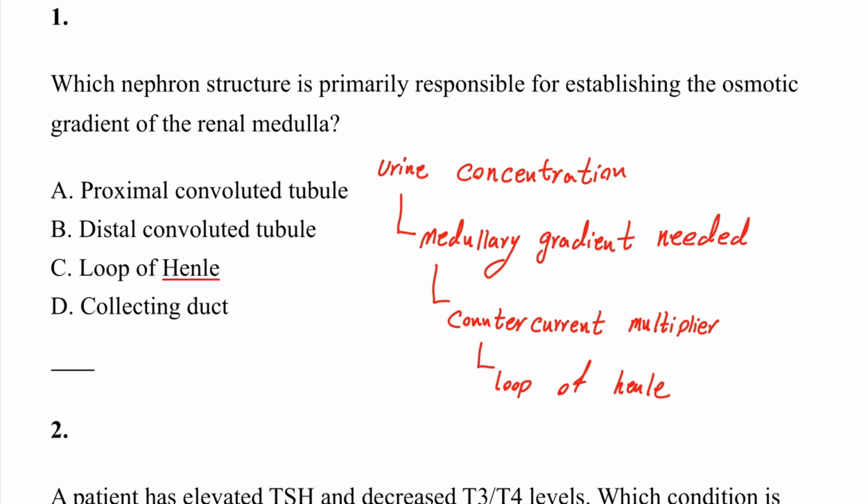This mechanism occurs in the loop of Henle, especially through the different permeability properties of its ascending and descending limbs. The descending limb allows water to leave, while the ascending limb actively transports sodium and chloride. Together, these processes establish the medullary osmotic gradient. Therefore, the correct answer is the loop of Henle, option C.